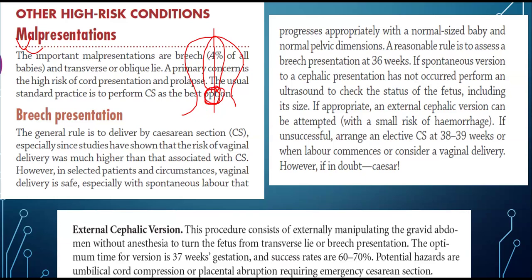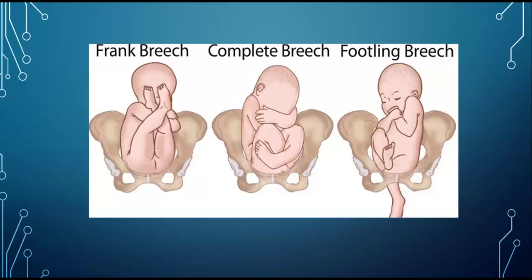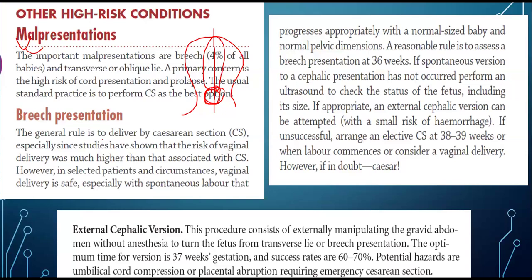But if it is the other way around, like if the position is like this, the bottom first and head on the top, that is called breech presentation. There are lots of breech presentation types which you can see here. General rule for breech presentation is C-section because it's very difficult for it to go into a vaginal delivery. But in very selective patients, vaginal delivery is safe. But that will be done only by an obstetrician.